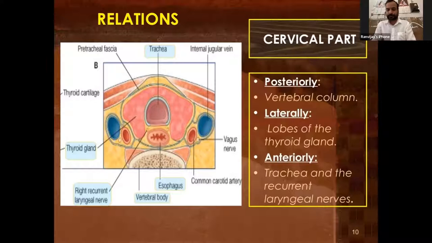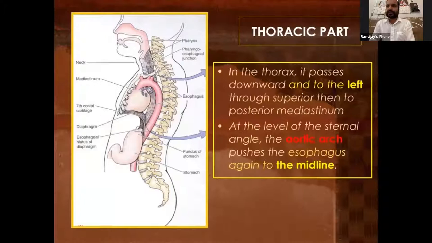Now, the thoracic part. The thoracic part basically extends from T1 to T9 or T10. In the thorax, it passes downward and to the left through the superior, then the posterior mediastinum. At the level of the sternal angle, the aortic arch pushes the esophagus again to the midline. Basically, there are three curves in the esophagus. One is at the neck, the second is at the left primary bronchus, and the third is just below the bifurcation of the trachea, at the pericardium. In the first part there is a left deviation, in the second part a right deviation, and the third part is again a left deviation.